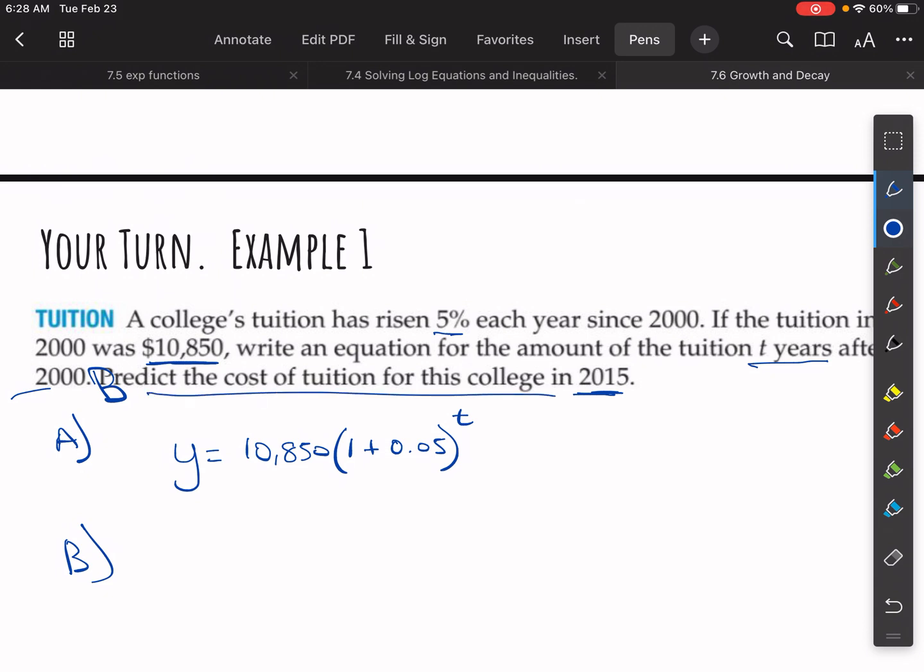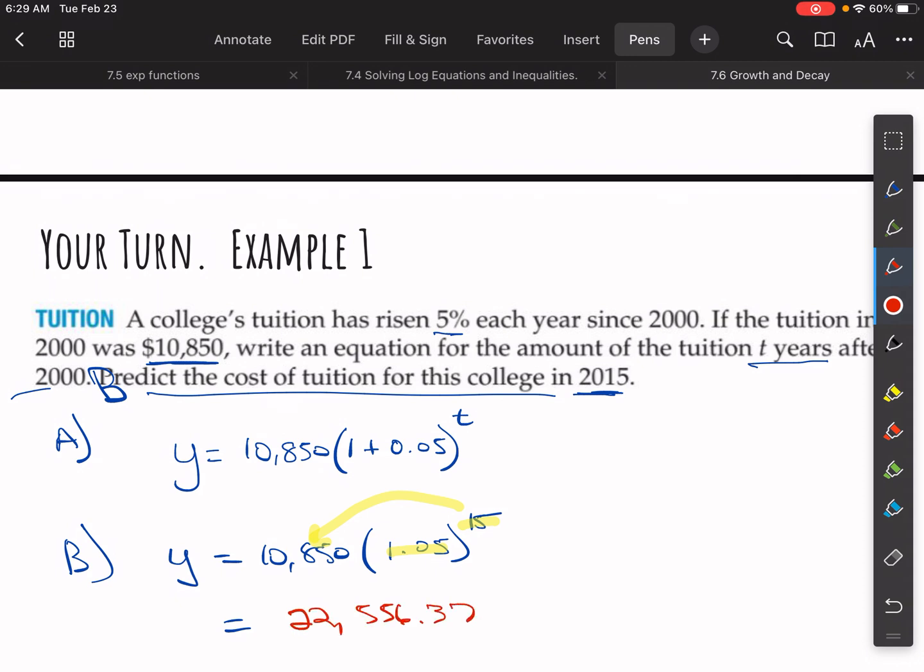Okay, so in 2015, we would have y is equal to 10,850 times 1.05 to the 15th power. And if we do that out, you take 1.05 to the 15th on your calculator, multiply it by the 10,850. What you should be getting is $22,556.37.